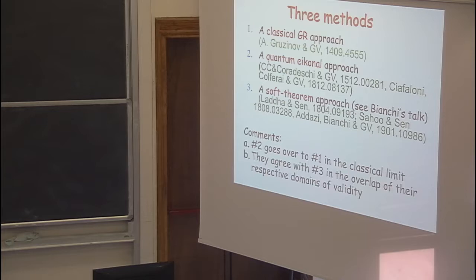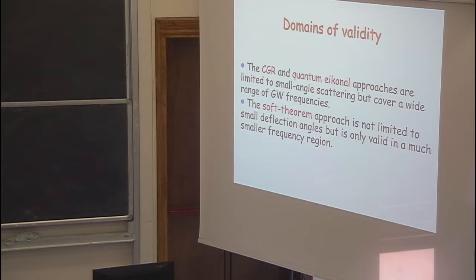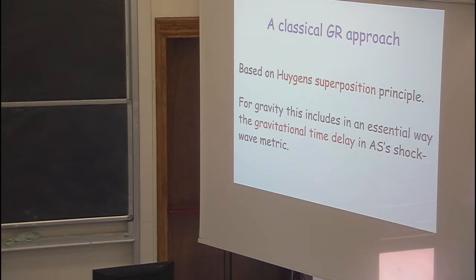Which are the domains of validity? Well, the classical GR and quantum eikonal approaches, for the moment, are limited to small angle scattering, so theta_s much less than 1, but cover a rather wide range of gravitational wave frequencies. On the other hand, the soft theorem approach is not limited to small deflection angle. You can consider an arbitrary 2-to-2 scattering. But they are strongly limited in the frequency region where they apply. However, these regions overlap, and so you can compare the results in the overlapping region.